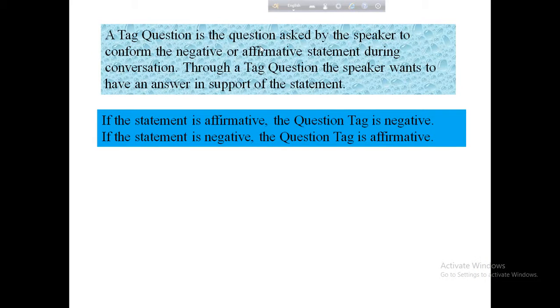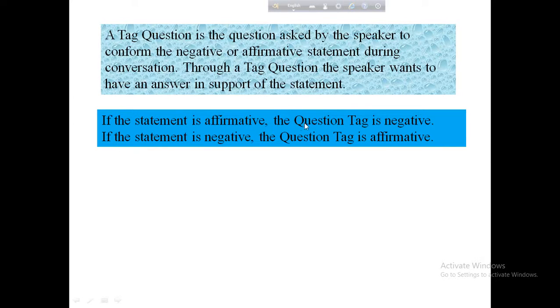So, a tag question is the question asked by the speaker to confirm the negative or affirmative statement during conversation. Through a tag question, the speaker wants to have an answer in support of the statement. So, what was our first learning goal? What is a tag question? I read again: a tag question is the question asked by the speaker to confirm the negative or affirmative statement during conversation. Through a tag question, the speaker wants to have an answer in support of the statement. Clear, student? Yes, in order to get the support of his statement.